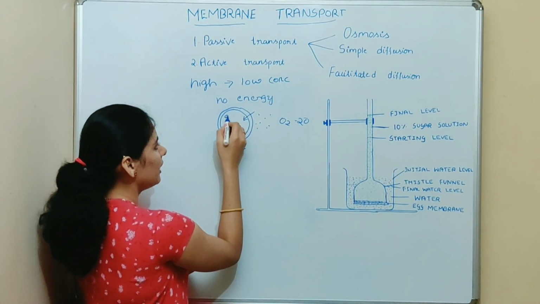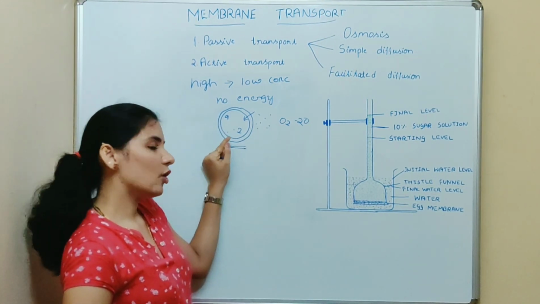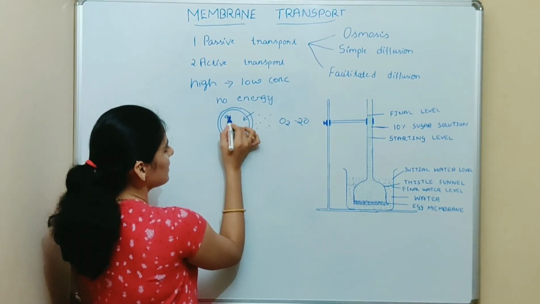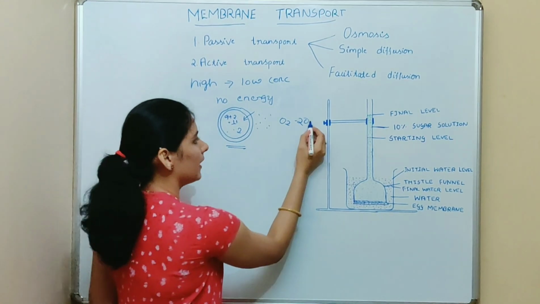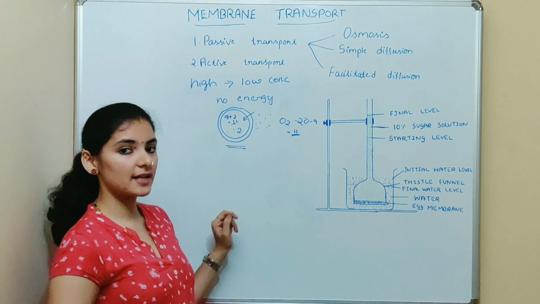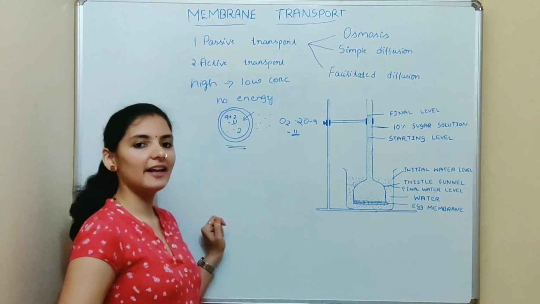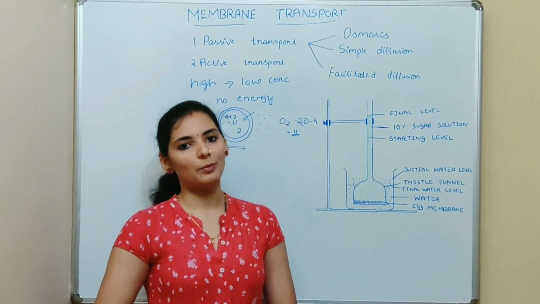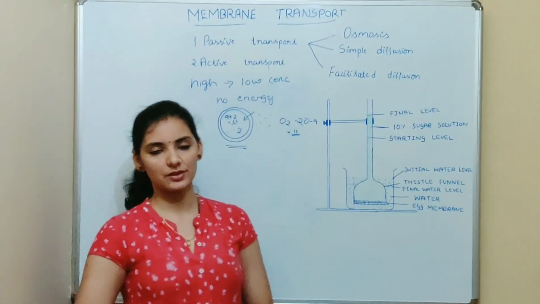Say about 9 molecules of oxygen have entered from outside to inside. So how many oxygen molecules are present inside now? That is 9 plus 2, 11. And outside, 20 minus 9, that is 11. So both inside and outside, 11 molecules of oxygen are present. It means it attains equilibrium. So once it attains equilibrium, there is no net movement of molecules. Okay, so these are the features of passive transport.